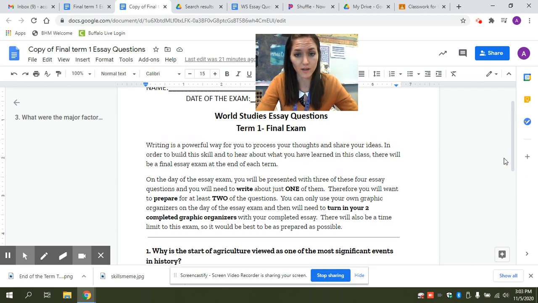On the actual day that you take the test, there'll be 3 questions on there. You're only going to answer one of those questions. To make sure that you are fully prepared, you're going to prepare or create graphic organizers for 2 of those questions. The reason why you're preparing for 2 when you're only answering 1 is because we want to make sure that you're prepared even if one of your questions was taken away, because we start with 4. There's only going to be 3 on the test, so hopefully that makes sense.